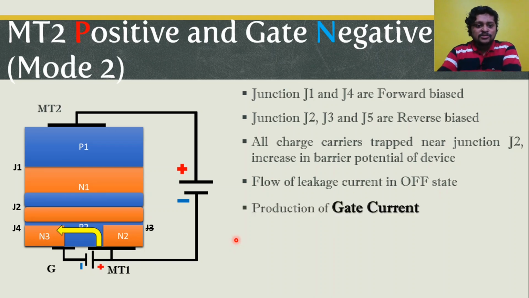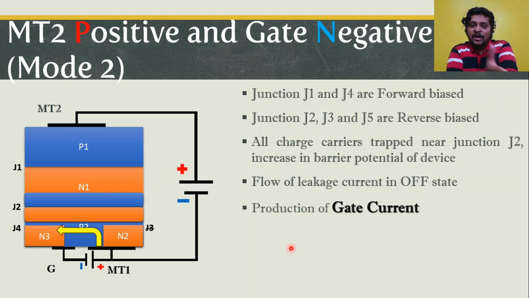Now MT2 is connected to the positive potential and the gate is connected to negative potential with respect to MT1, so a gate current will be established from positive MT1 through P2 through N3 through the gate. As the gate current is established, it injects charge carriers directly across junction J2. This decreases the width of the depletion region, the barrier potential decreases, and avalanche breakdown of junction J2 will take place.